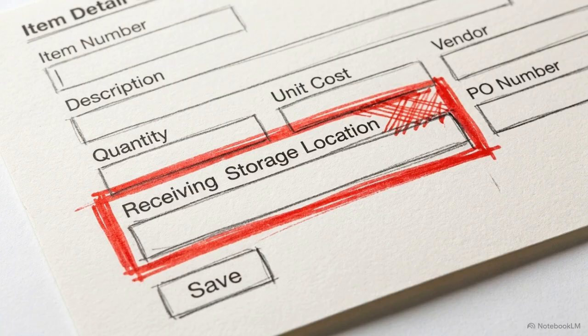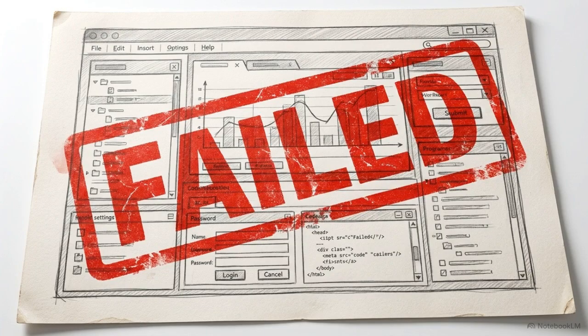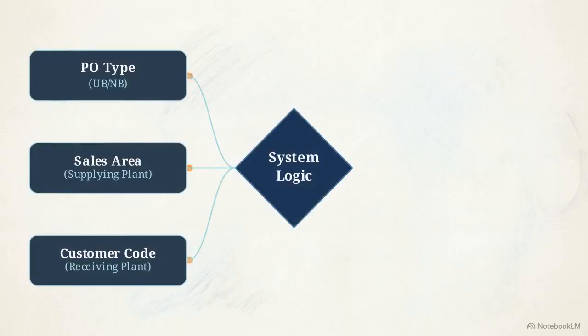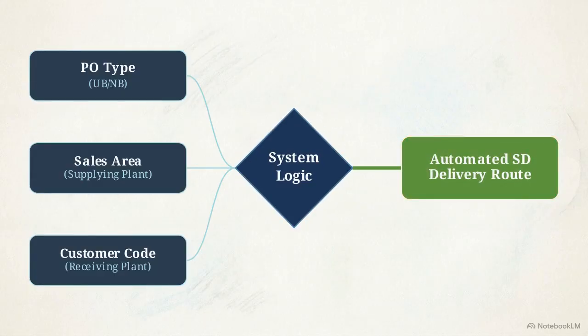If you configure a one-step transfer using movement types 647 or 645, you must enter the receiving storage location directly in the purchase order. Without this, the background goods receipt will fail. Correctly mapping these back-end variables is the prerequisite for the system to trigger the automated SD delivery route.